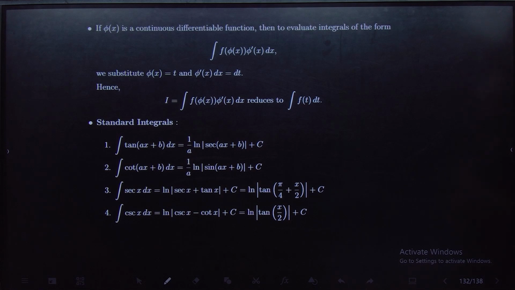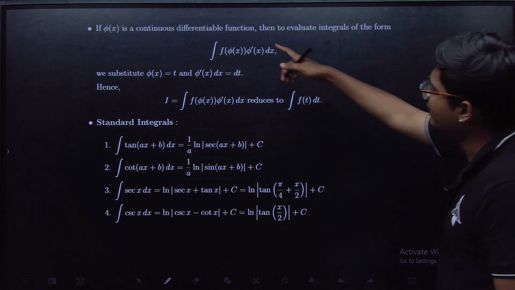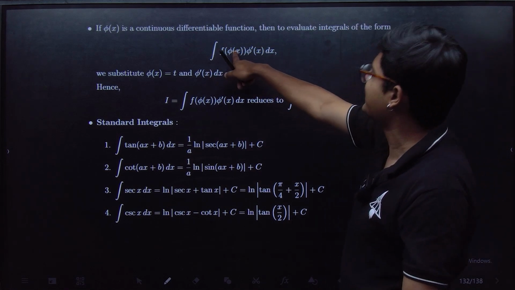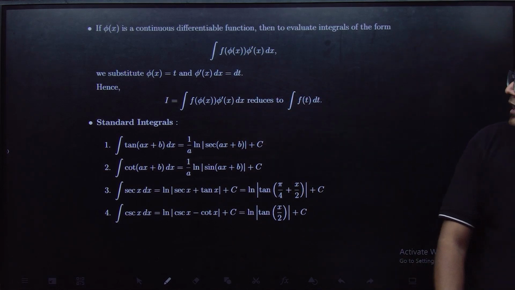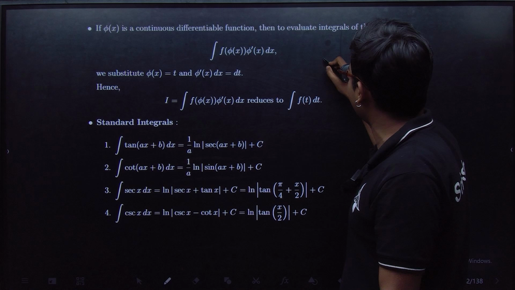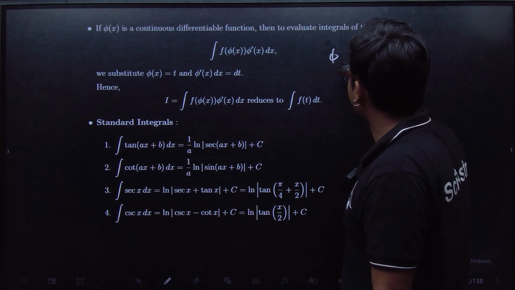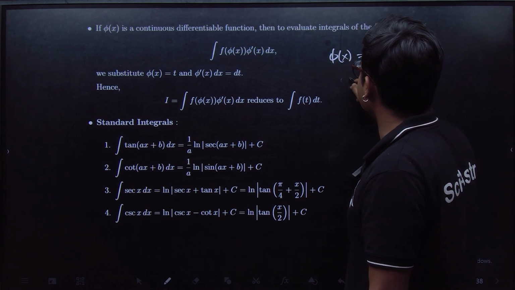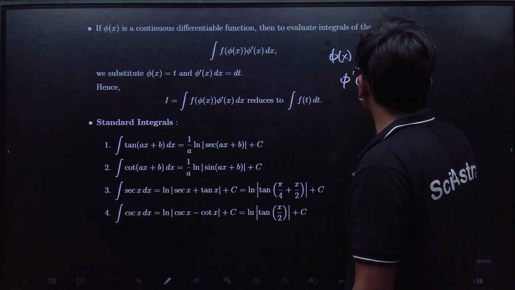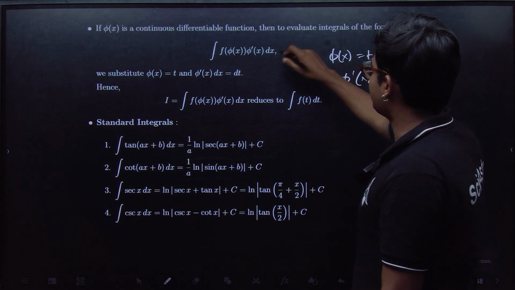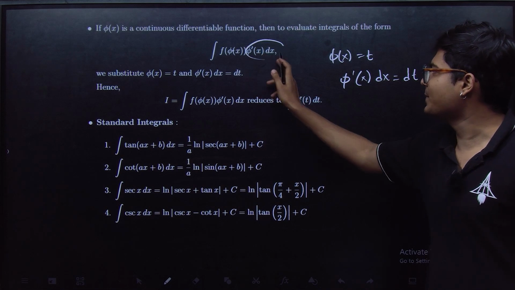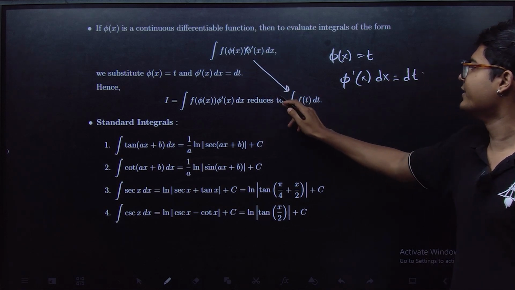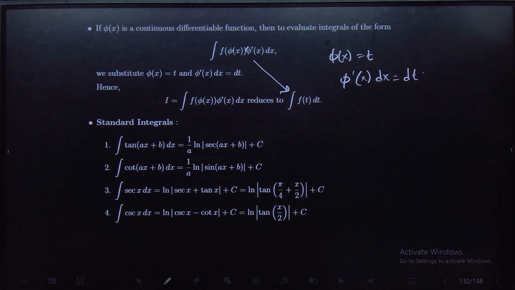Now, integration by substitution. If you have an integral that looks like this, a function of some other function times the derivative of the function that's inside, okay? In that case, what we can do is substitute phi of x equal to some t, right? If I put phi x equal to t, then phi prime x dx is nothing but dt. So if I make the substitution, what will I end up with? I'll just end up with integral of f of t dt, right? So this integral reduces to this. This is the entire idea of substitution, okay?